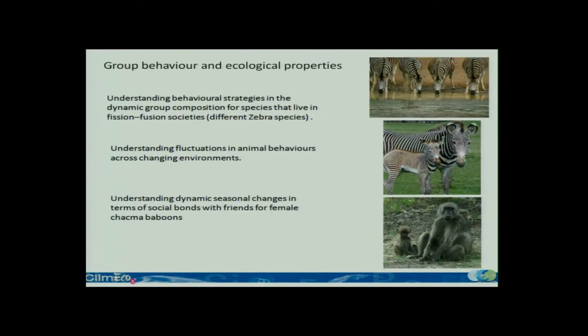It's also been used to understand behavioural strategies in groups. So they looked at these different zebra species that basically have different behaviours when they're at night and at day, when they're foraging and when they're sleeping. So they're trying to understand how they behave in these groups at the different times of the day. It's been used to understand seasonal changes in social bonds in primates. Social network analysis is used in primates a lot.